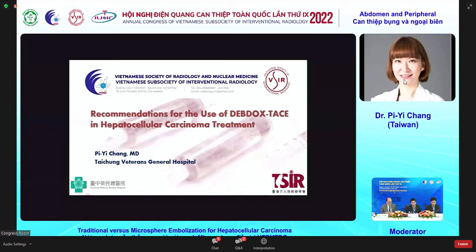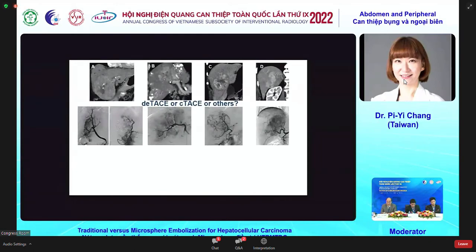You are ready for my another experience sharing, the recommendation for the use of DEBDOX-TACE in HCC treatment. These are some of the HCC cases that I treated in my institution. As you can see, these are really large tumors, and I would like you to consider which kind of treatment would you use for these 4 cases: DTACE, CTACE, or others.